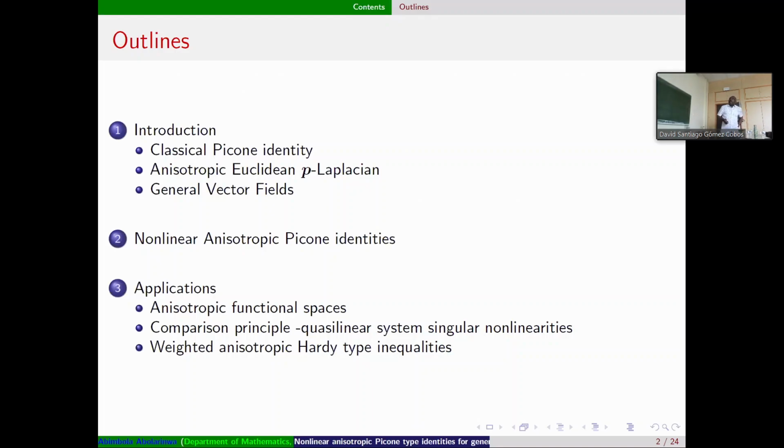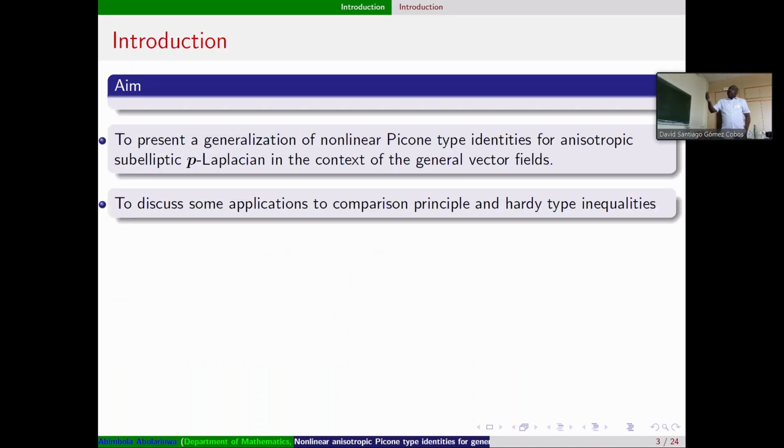Okay, so the outline will follow this: some introduction, then I'll go straight to the identities that are of interest to me for now because of the applications that I have in mind to give. The applications are not new; they are what we have found in literature. So we just use the Picone identity that I was able to prove, though not new, with the usual method, then relate to the applications that are in literature.